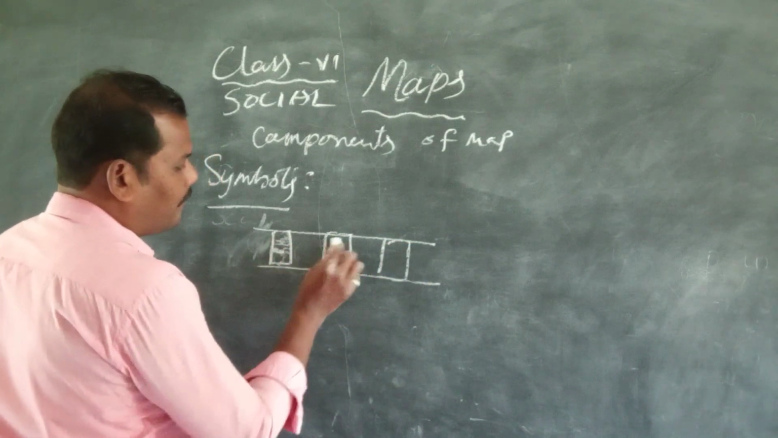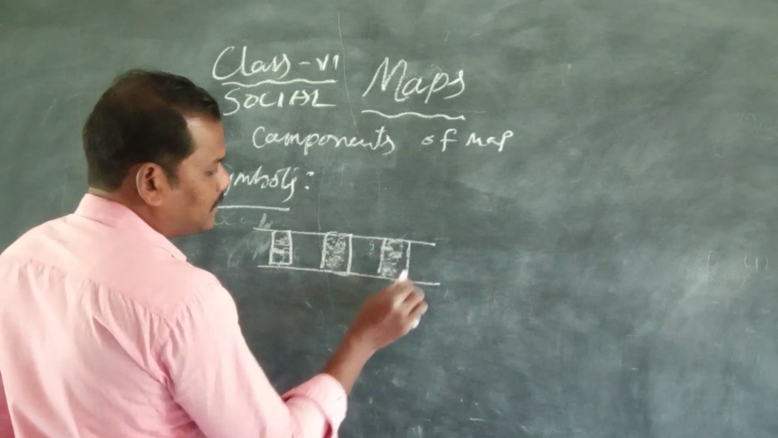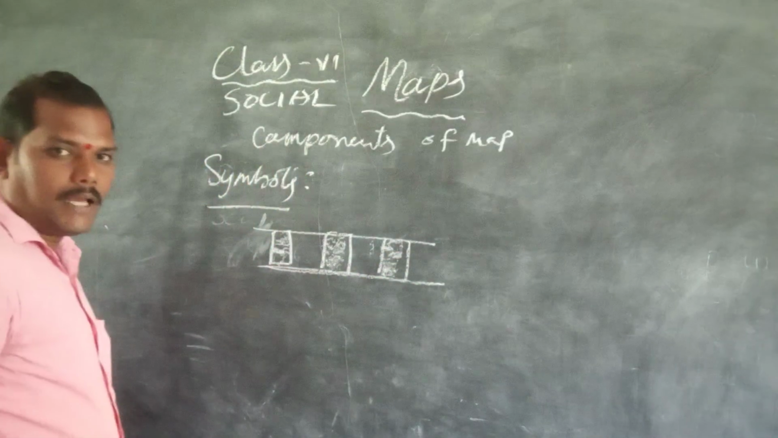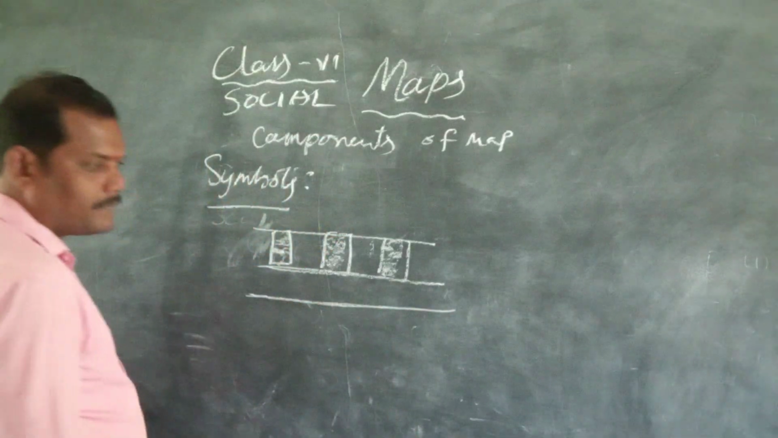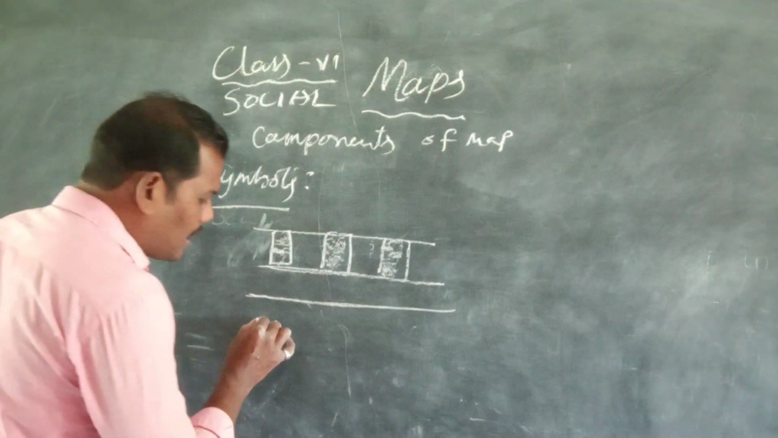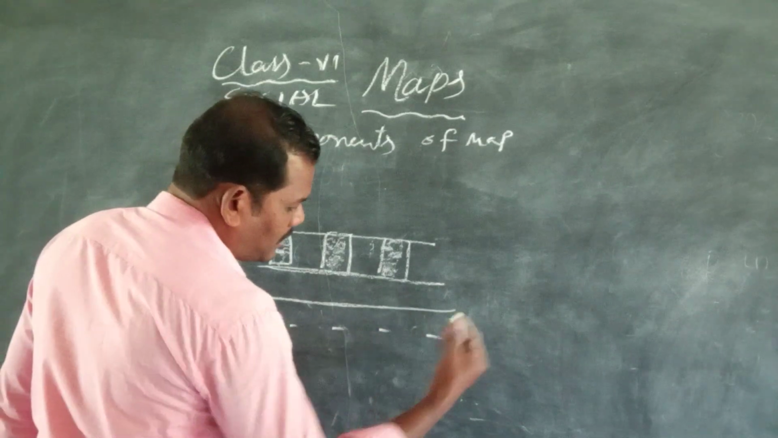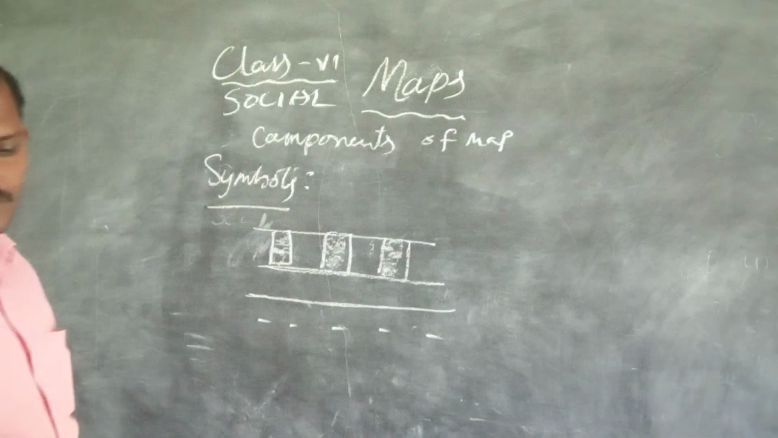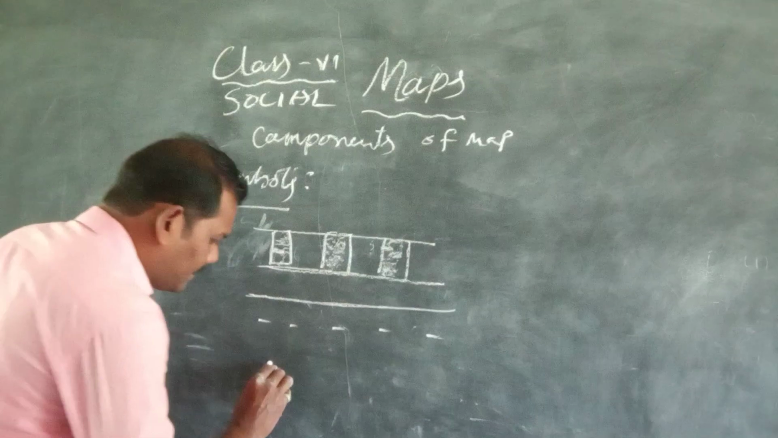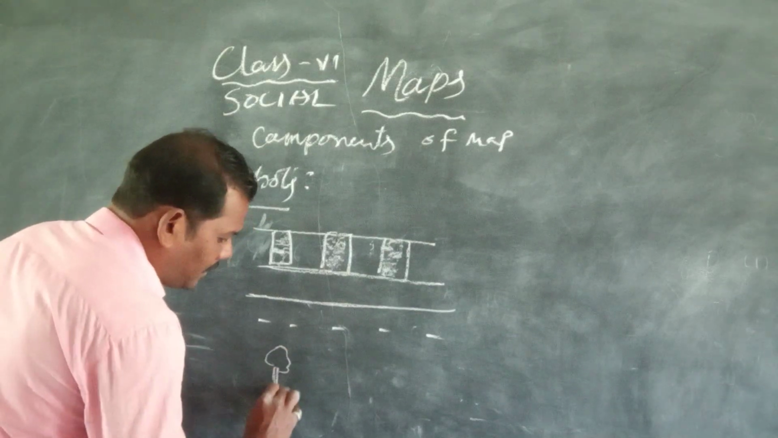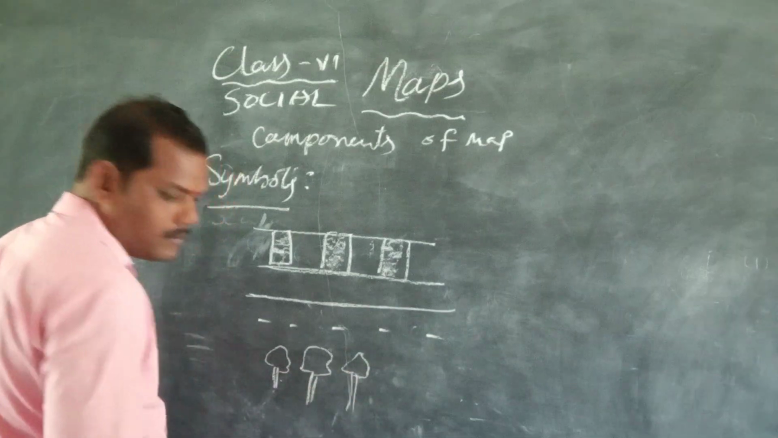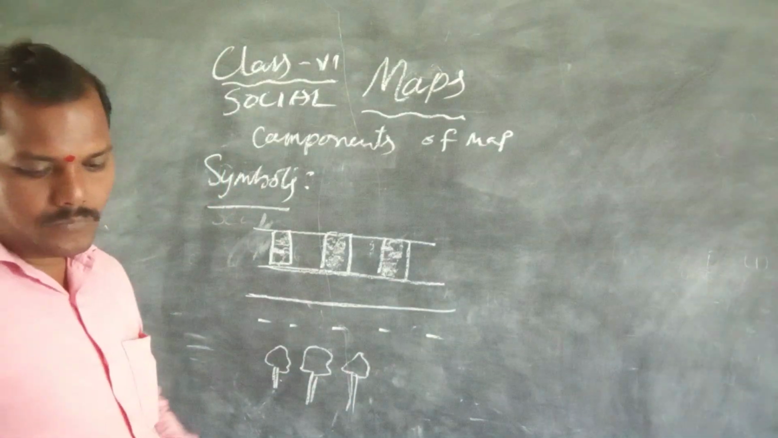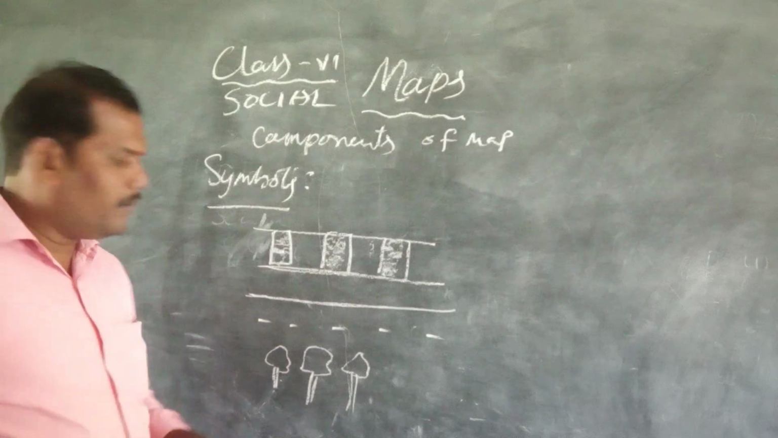Right? This is the symbol of broad gauge railway. Like the Pakka roads, this is the symbol of Pakka roads. And the Kacha roads, like this is the symbol of Kacha roads. And some trees. Trees are like this. This is the symbol of trees. And some rivers are like this.